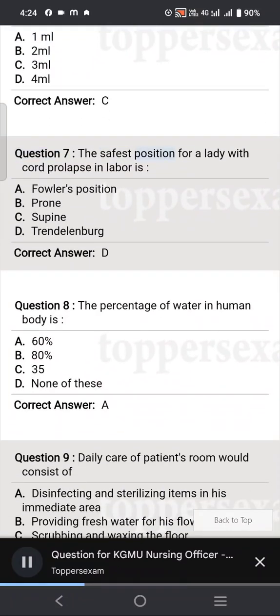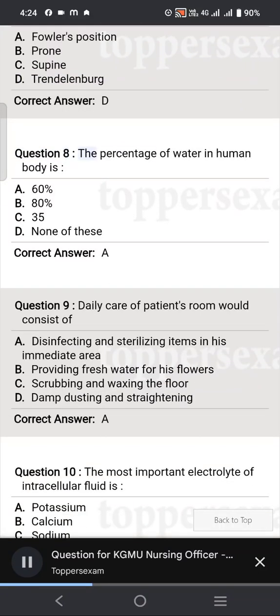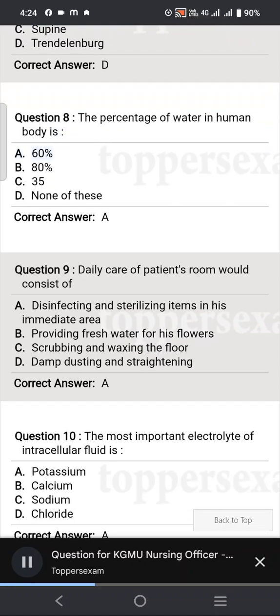Question 7. The safest position for a lady with cord prolapse in labor is: A. Fowler's position. B. Prone. C. Supine. D. Trendelenburg. Question 8. The percentage of water in the human body is: A. 60%. B. 80%. D. None of these.